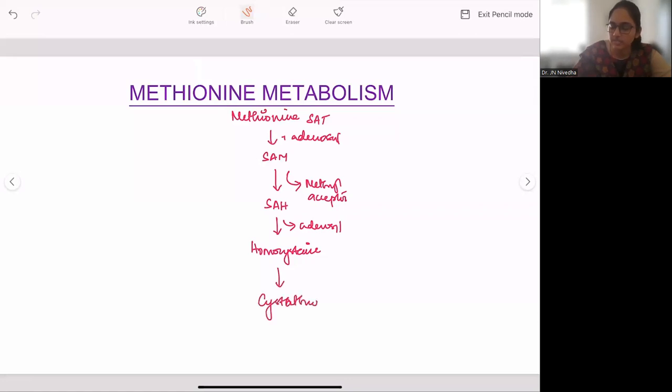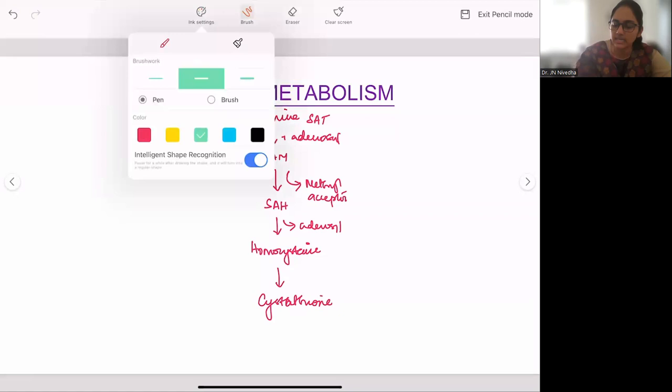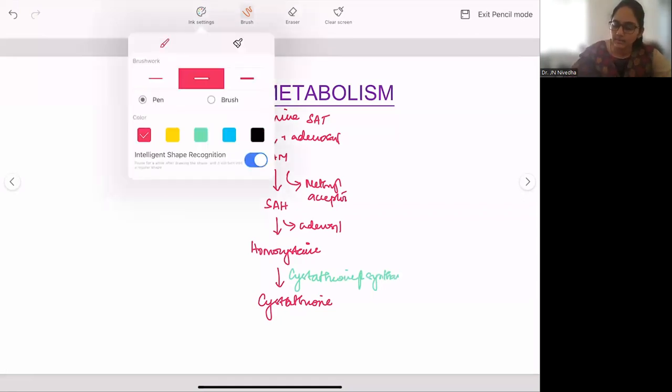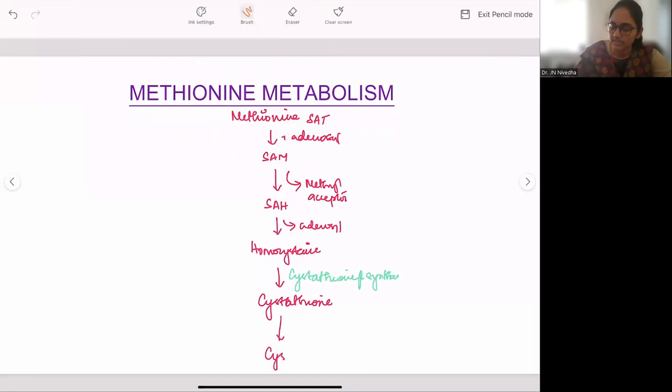Homocysteine is converted to cystathionine by an important enzyme, which is cystathionine beta synthase. This is an important enzyme which you should remember. And then cystathionine is converted to cysteine by an enzyme, cystathionine lyase. So homocysteine is converted to cystathionine by cystathionine beta synthase, which again is converted to cysteine by cystathionine lyase.